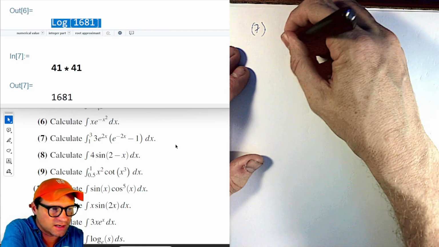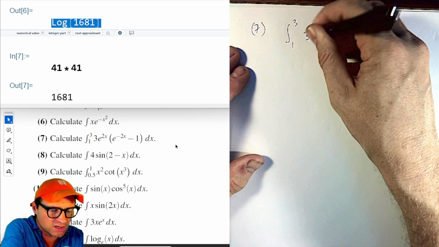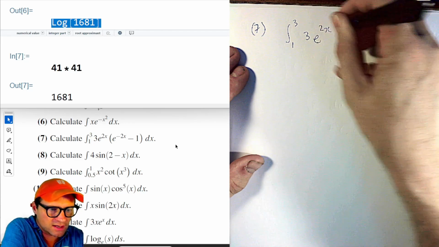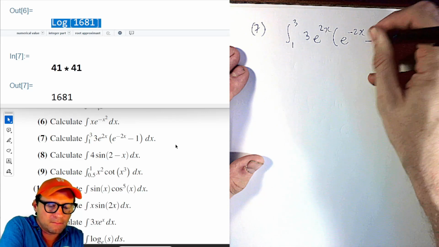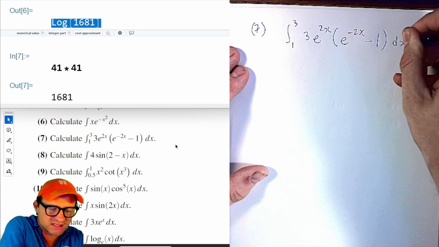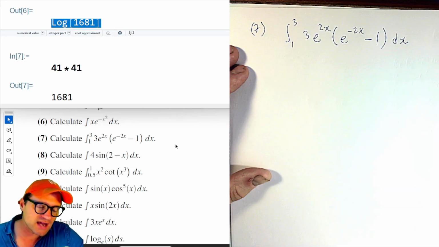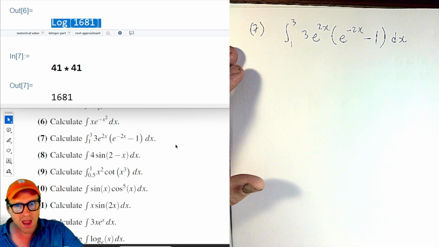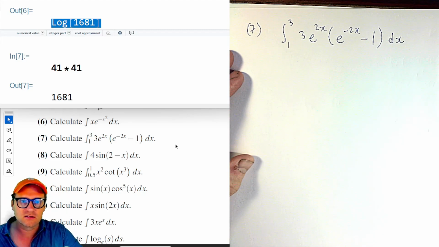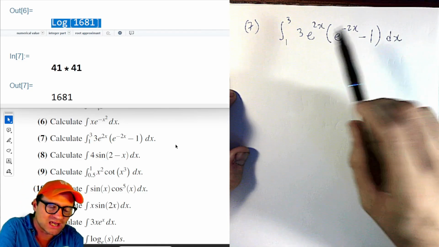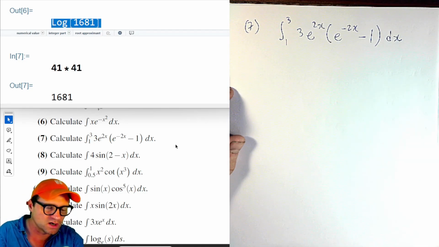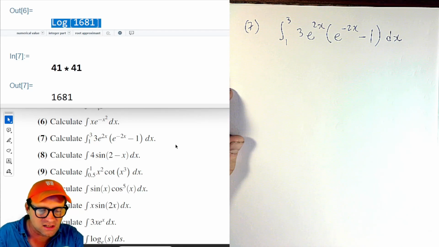Calculate a definite integral from 1 to 3 of 3 e to the 2x times e to the minus 2x minus 1 with respect to x. All right, now let's have a look at the structure of this thing. What happens when we expand this? If we were to expand this, we can see that these two terms would cancel and we would have fewer things to worry about. So that looks like a good idea.